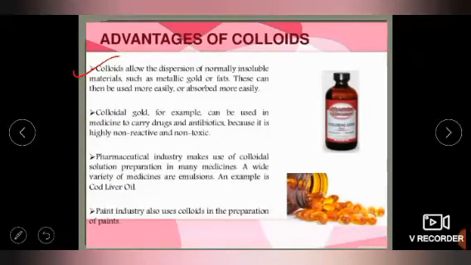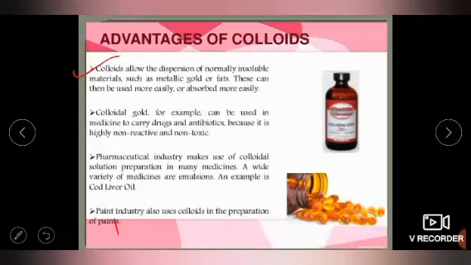Colloids allow the dispersion of normally insoluble materials such as metallic gold or fats. These can then be used more easily or absorbed more easily also. Colloidal gold, for example, can be used in medicine to carry drugs and antibiotics because it is highly non-reactive and non-toxic. Pharmaceutical industries make use of colloidal solution preparation in many medicines.